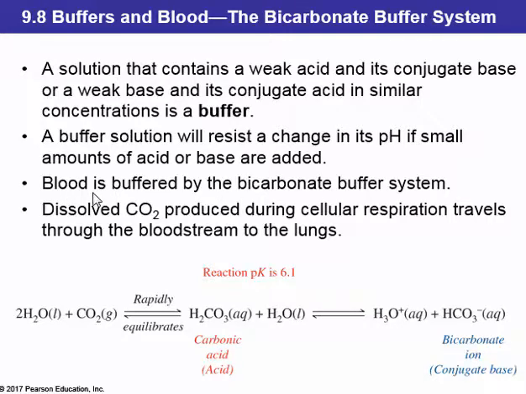Blood maintains a very narrow pH range, and it does that through the buffering of the bicarbonate buffer system. Cellular respiration produces carbon dioxide as waste, and the dissolved carbon dioxide travels through the bloodstream to the lungs. That carbon dioxide will dissolve in water to form carbonic acid, and there is a similar concentration of bicarbonate ion to the carbonic acid in the blood. So we have this equilibrium situation between a weak acid and its conjugate base.